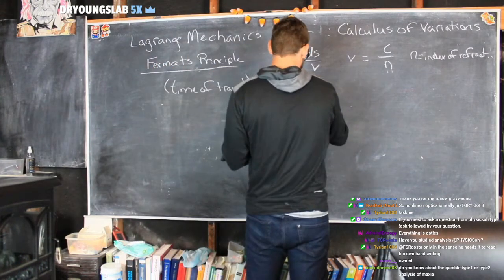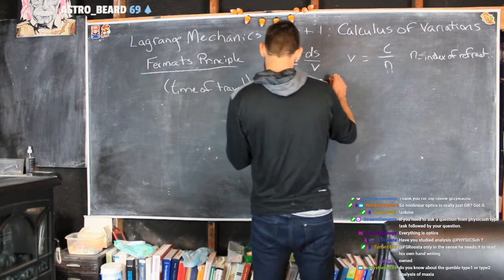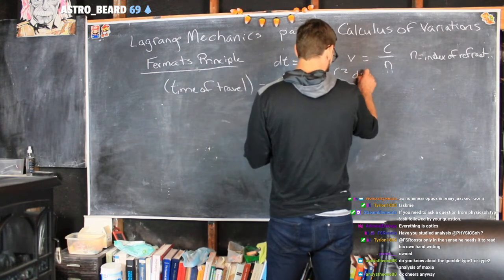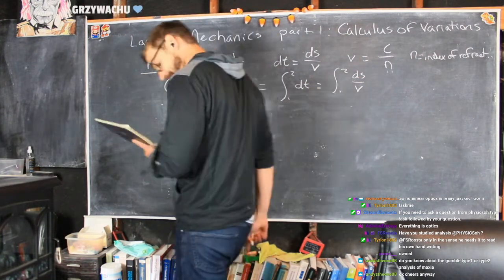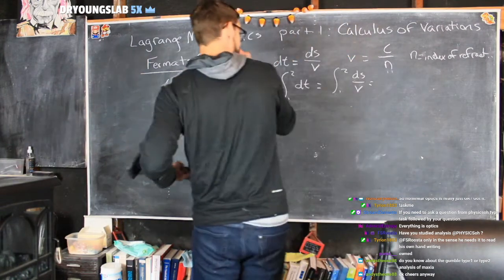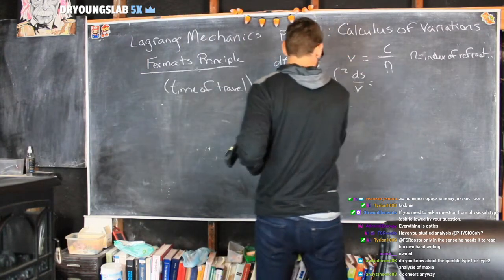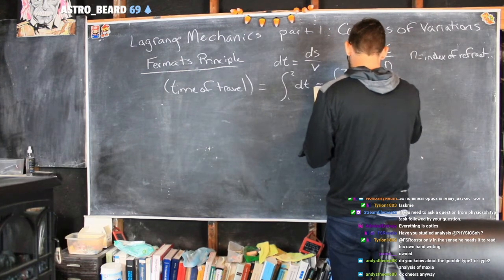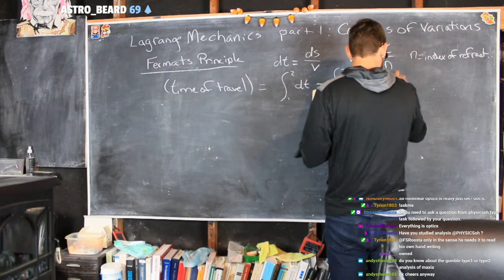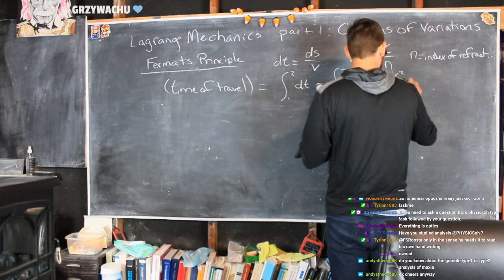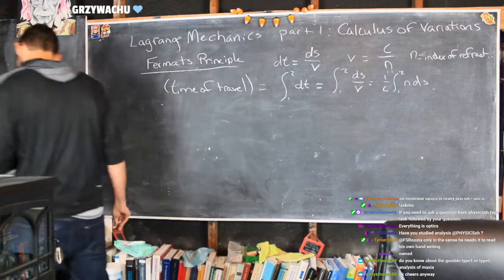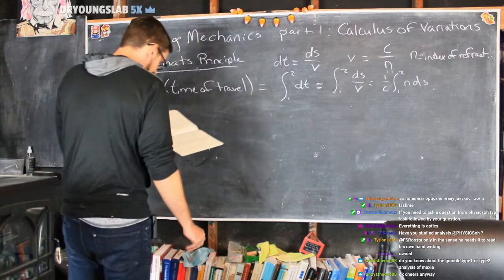We can then, of course, substitute our dt in. And what do we get? We get the integral from 1 to 2 of ds over v, right? And if we substitute in again now for our v to get rid of that, we can find out that this integral can become 1 over c times the integral from 1 to 2 of n ds. Okay? So now what we really care about is the n that varies.